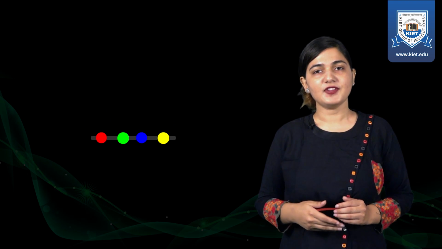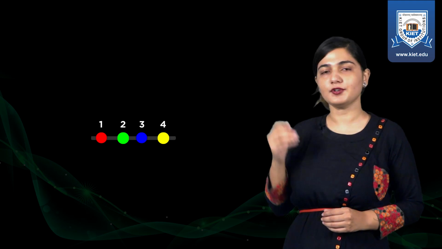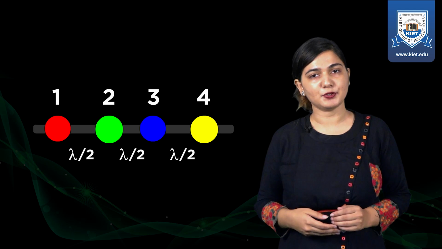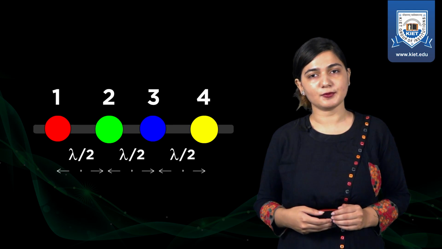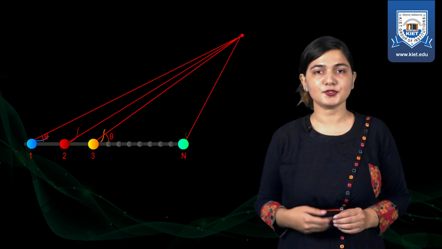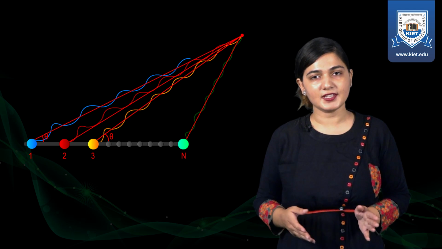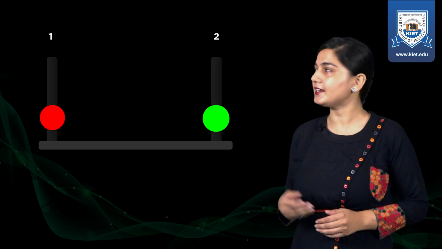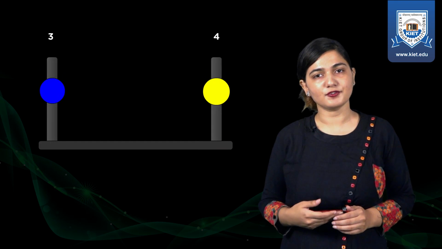So now we have 4 antennas, antenna 1, 2, 3 and 4, which are in phase and are separated by lambda by 2 distance. So the distance between all of them is equal, and which is lambda by 2, and all are in phase. So when we need to find out the output radiation pattern of this structure, I will see the radiation pattern of antenna 1 and 2 separately and antenna 3 and 4 separately.